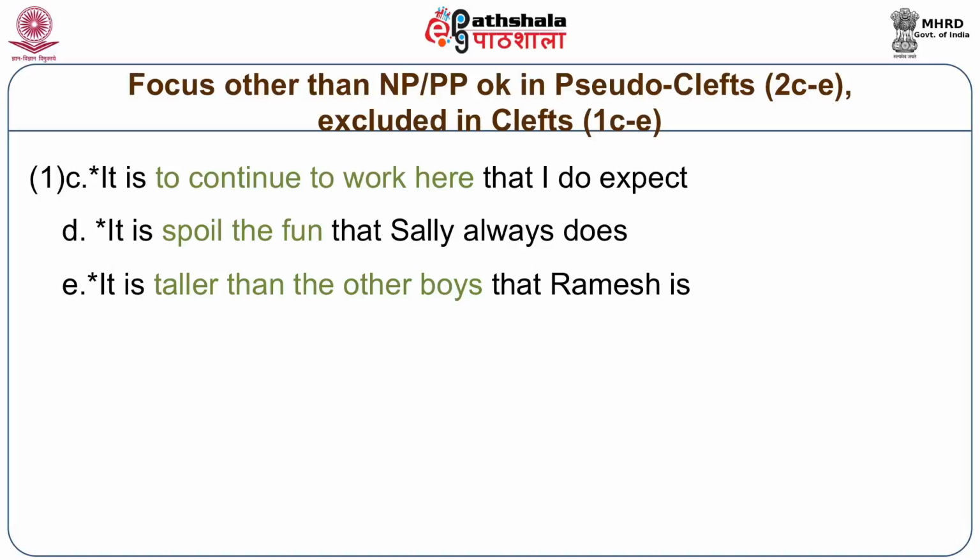1c, it is to continue to work here that I do expect. Bad sentence. S is not possible. It is spoil the fun that Sally always does. Bad sentence. VP is not possible. It is taller than the other boys that Ramesh is. Bad sentence. AP is not possible.